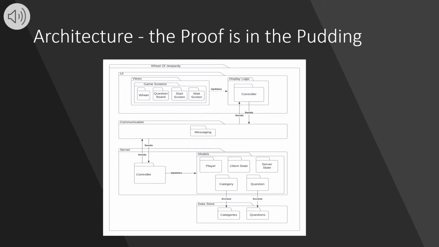When the server receives messages, it prepares updates for our models. Our main game models are the player, the client state, the server state, the category, and the question. The data that we are persisting is the categories and the questions. Given the limited scope of data that we are needing to persist, we have decided to store this data in our code rather than using an external data store at this time.